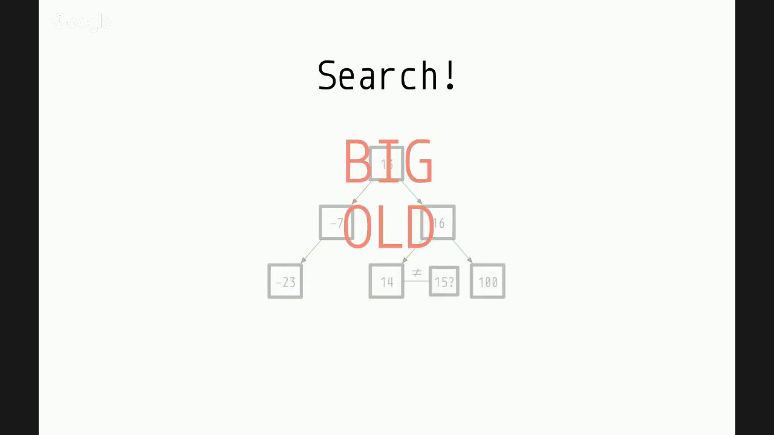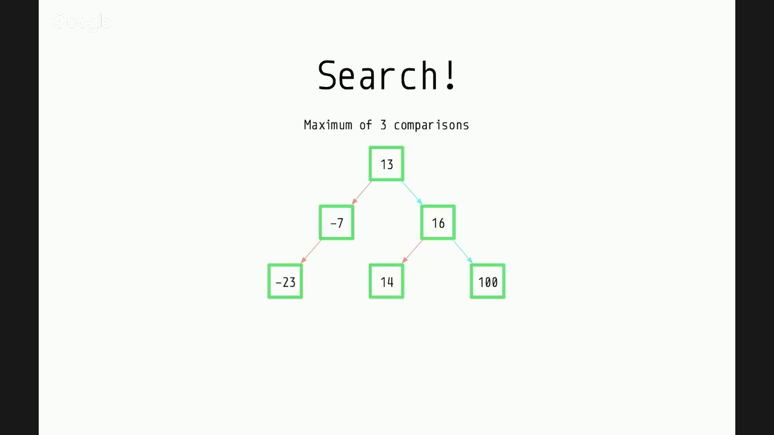So, big old no. It does not exist. I just wanted to take a look here. When we have the same data structured in a binary search tree, to find out if something exists in this data set, all we have to do is three comparisons at maximum. So the root, and then the second level, and the third level.